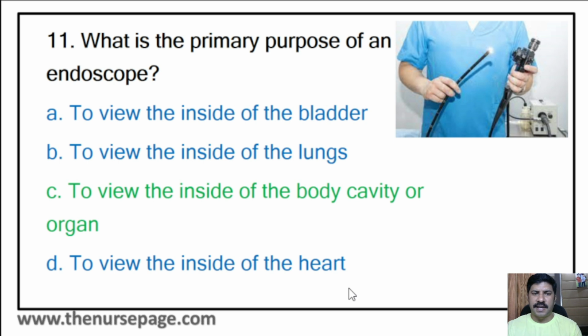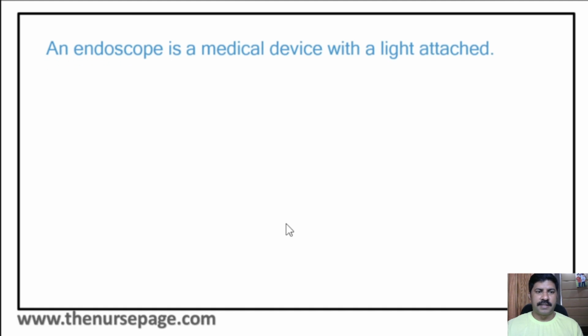Endoscope is a general term. If it is specific, like a bronchoscope, it is used to visualize the bronchi or respiratory tract and lungs. Sometimes a gastroscope or GI endoscope is for visualizing the gastrointestinal tract and stomach. So here the general term endoscope is used. An endoscope is generally used to visualize a body cavity or organ. I will explain to you.